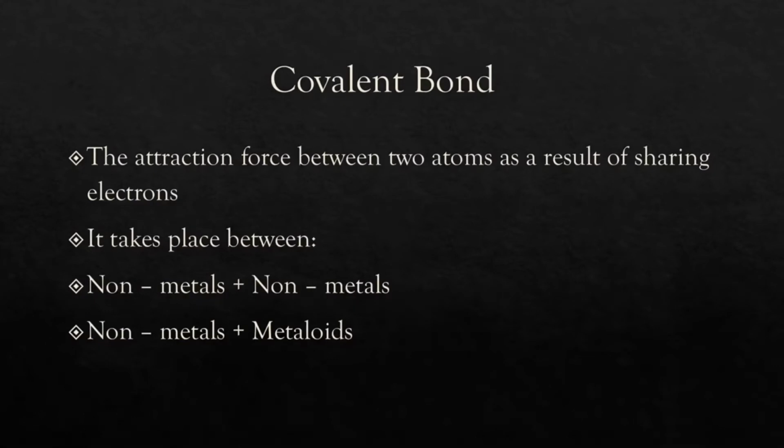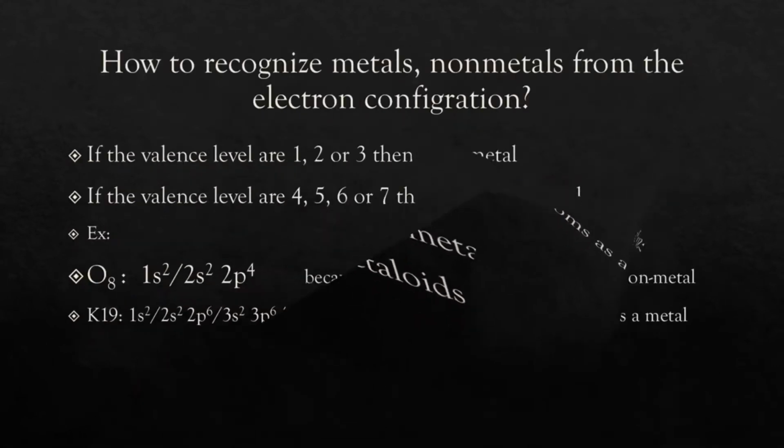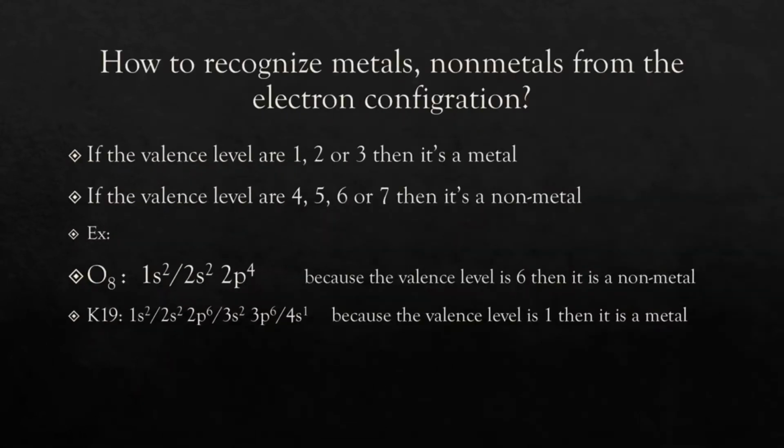How to recognize metals and nonmetals from the electron configuration? If the valence level is 1, 2, or 3, then it's a metal. If the valence level is 4, 5, 6, or 7, it's a nonmetal.